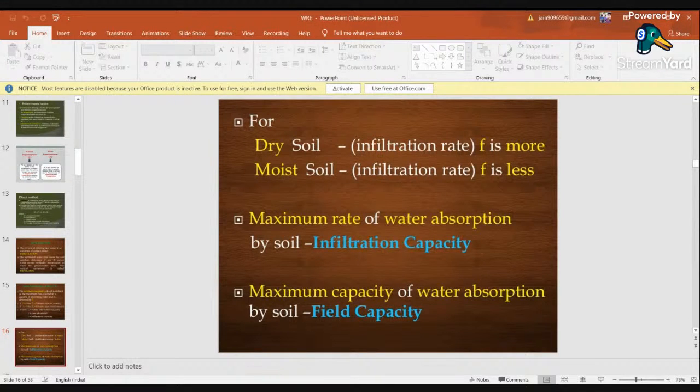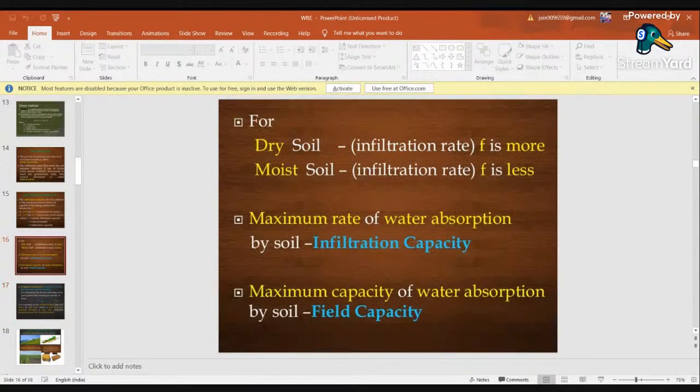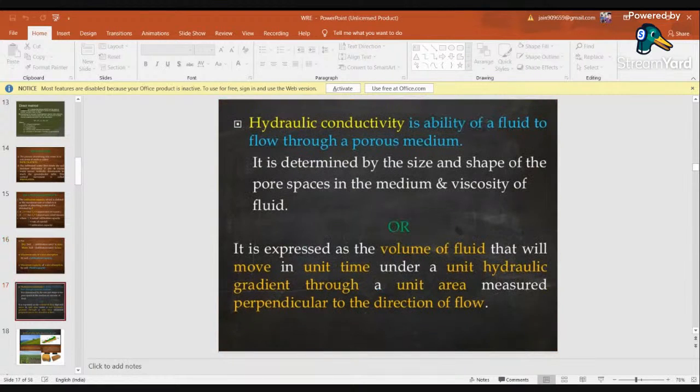Okay, so it will be termed as a field capacity. So there are a few factors which affect the infiltration capacity. These are precipitation, then base flow, then soil characteristics, then soil saturation, then land cover, then slope of land and evaporation. So these factors will affect the infiltration rate or infiltration capacity.